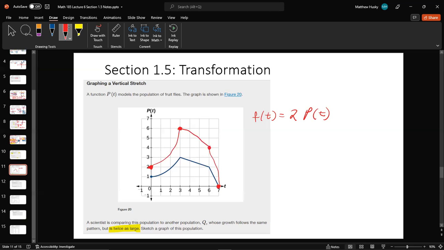So this example was actually pretty short and sweet. Since you're doing a vertical stretch of a factor of 2, you're making it twice as large. So you're just going to make each y value twice as high as it was originally. You're just multiplying the y values by 2.